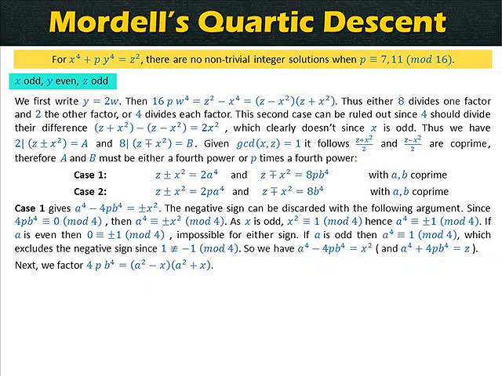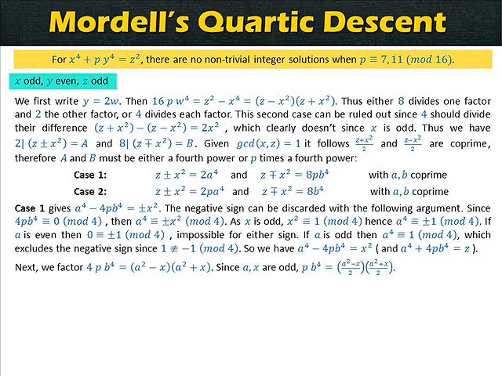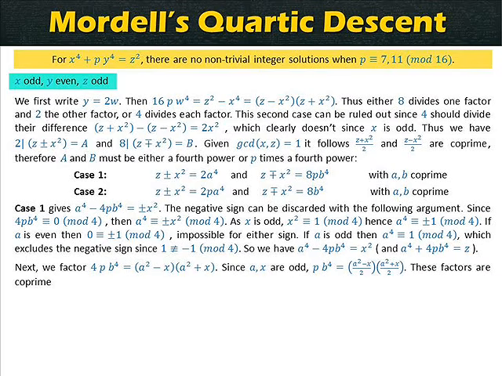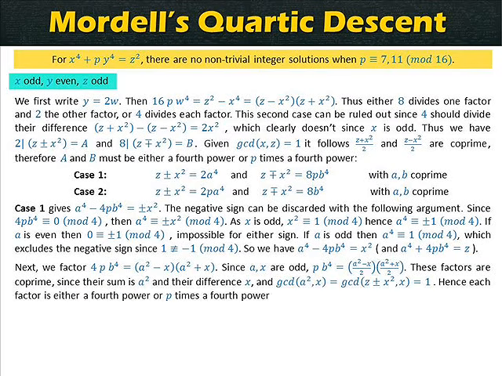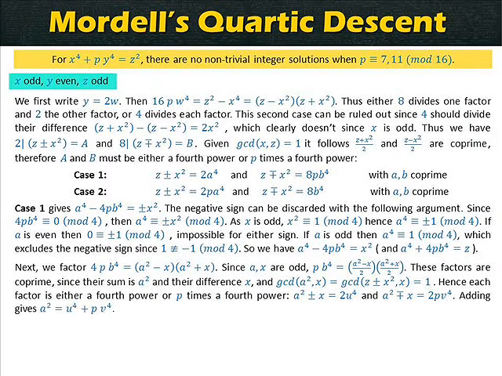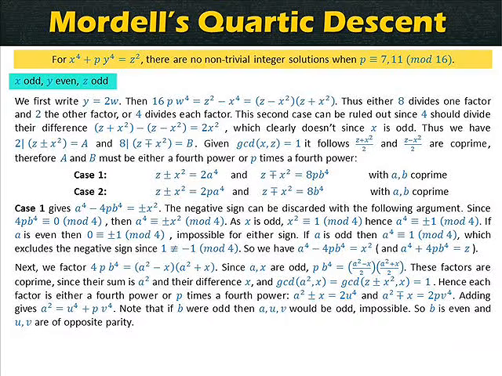Next, we factor this equation, and since a and x are odd, each factor is divisible by 2. Using coprimality again, each factor must take the form of twice a fourth power or twice p times a fourth power. Adding gives a squared equals u raised to the fourth plus p times v raised to the fourth. Note that if b were odd, then a, u, and v would be odd. Impossible. So b is even and u and v are of opposite parity.